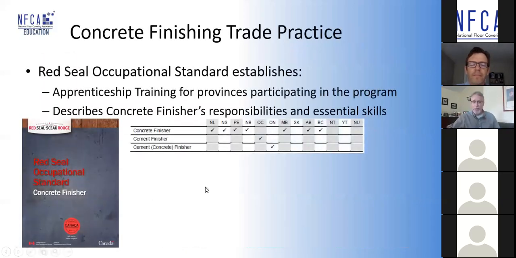Here it is, the Red Seal occupational standard for apprenticeship training for concrete finishing. It's recognized all across Canada. They call it different things in different places. Some of the unions also include the word cement mason. To me, it's a concrete finisher. Different places have different words. It still comes down to the work we're dealing with to achieve.